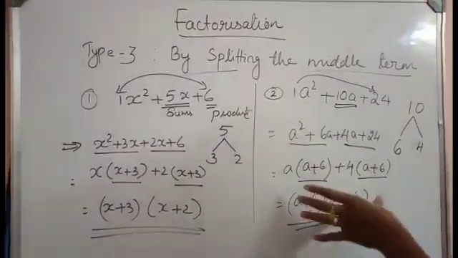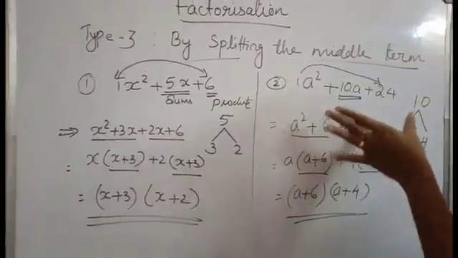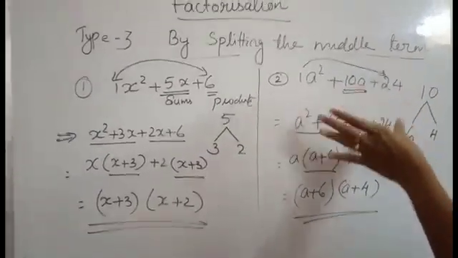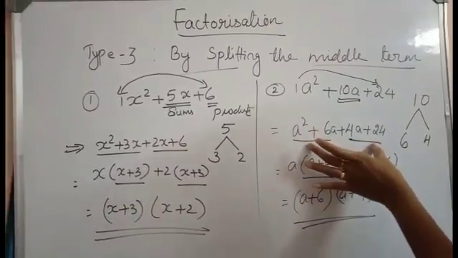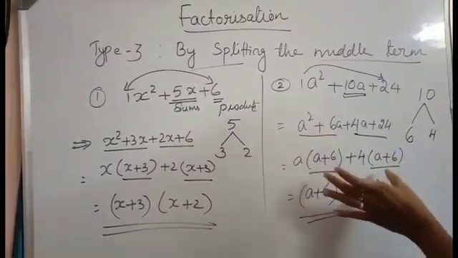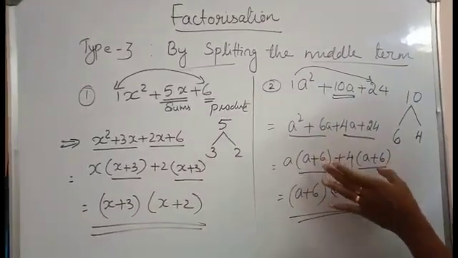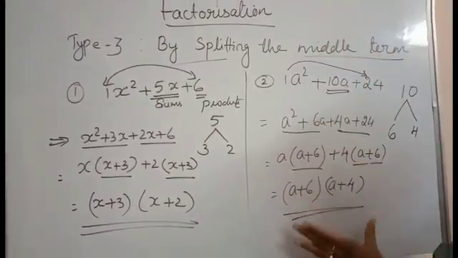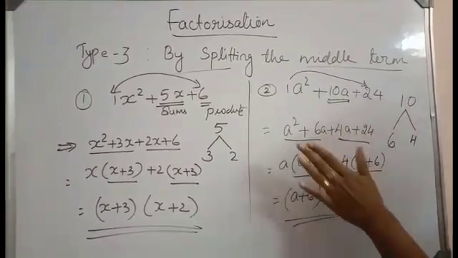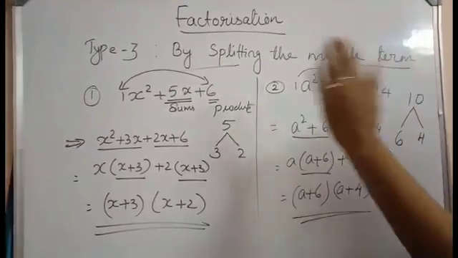Now you can observe one thing. When we are finding out the factors by splitting the middle term, we are using both type 1 as well as type 2 here. Here we have grouped the terms. This type 2 we have used, and the first part, like taking out the common factors, the type 1, we have also used here. So by using all these things, we can find out the factors of the given expression. This is by splitting the middle term.